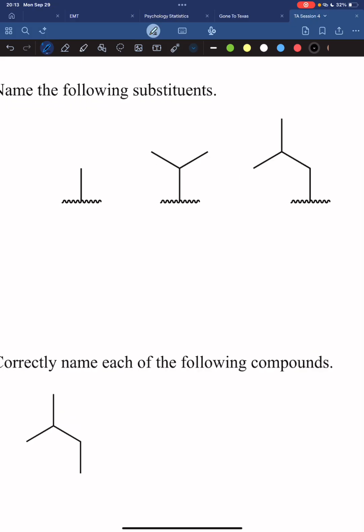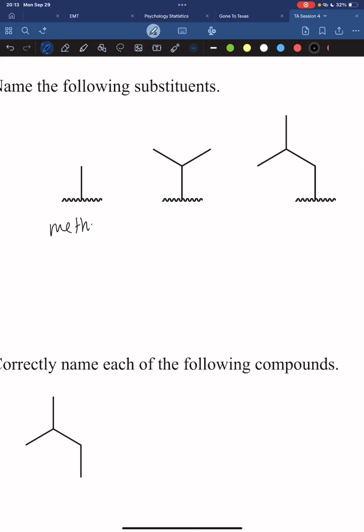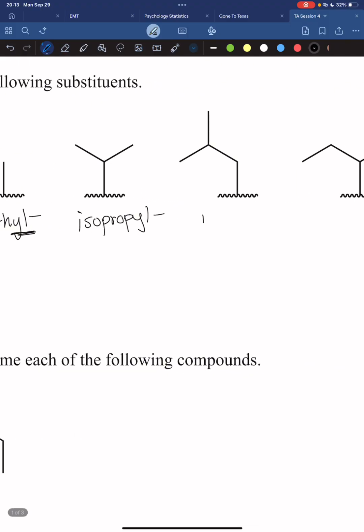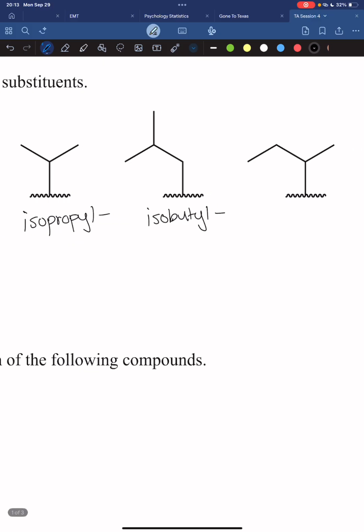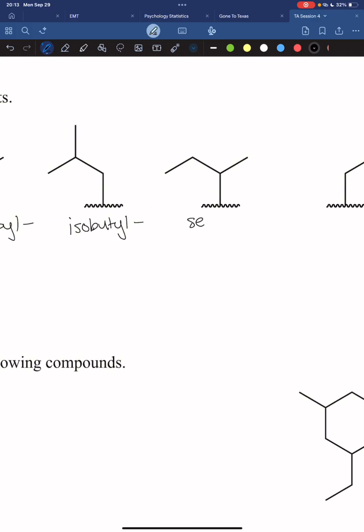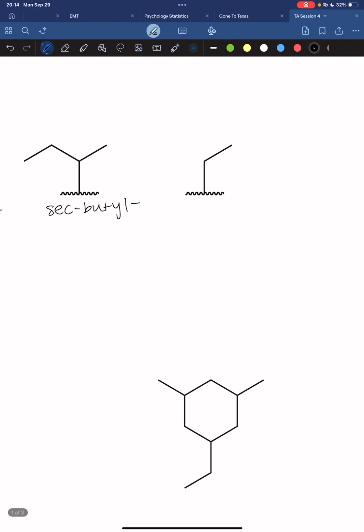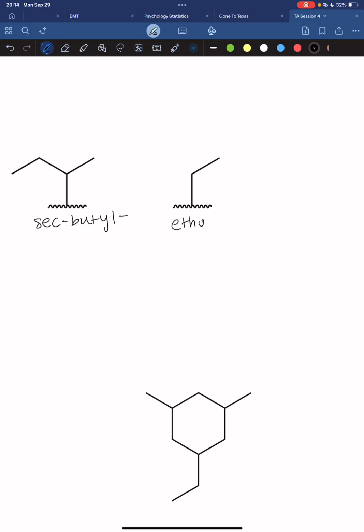So this is just going to be memorization for most of these. So this is going to be our methyl group. The way we identify our substituents is that they generally end with this YL. So they look like that. So this is a methyl group. This one right here is going to be our isopropyl group. This one up here is going to be our isobutyl group. This next one is going to be sec-butyl. And finally, this one's going to be our ethyl group.